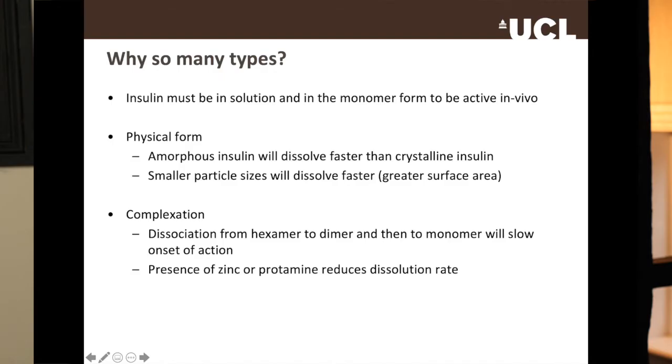Why are there so many types of insulins? And I alluded to this already. It's because to act in the body, insulin really needs to be in the monomeric form, but it's always going to be in a dimer form in solution. And so in order to slow down the rate of dissolution, you want to make it harder for it to dissolve. And it can be harder because you've complexed it with something, so the zinc or the protamine, or because you've changed its physical form.